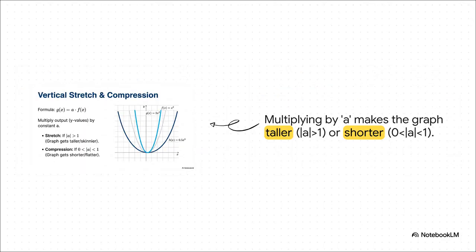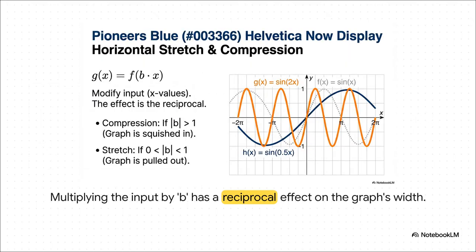Now let's talk about stretching. If you multiply the entire function by some number a, you're basically changing its vertical scale. If that number a is bigger than 1, say you have 2 times x squared, you stretch the graph vertically, making it look taller and skinnier. If a is a fraction between 0 and 1, like 1/2 x squared, you compress it, making it look shorter and flatter.